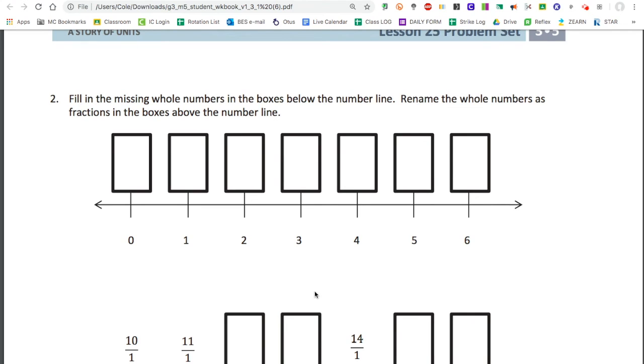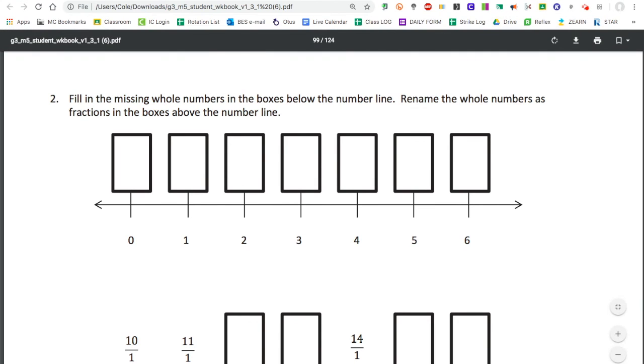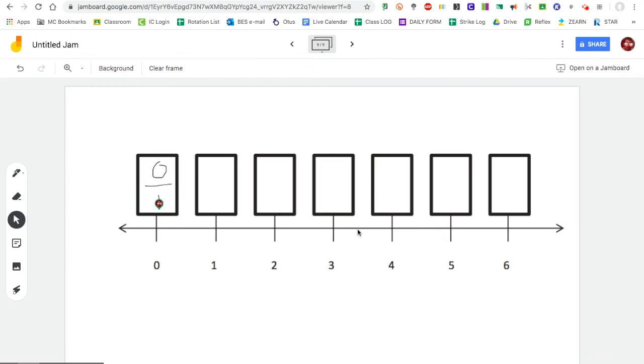0, you would write 0 over 1. There you go. 0 over 1. Now, isn't that easy? So, if you want to write 1 as a fraction, you just put it over 1. 1 over 1. For 2, to make it into a fraction, you would just write 2 over 1.